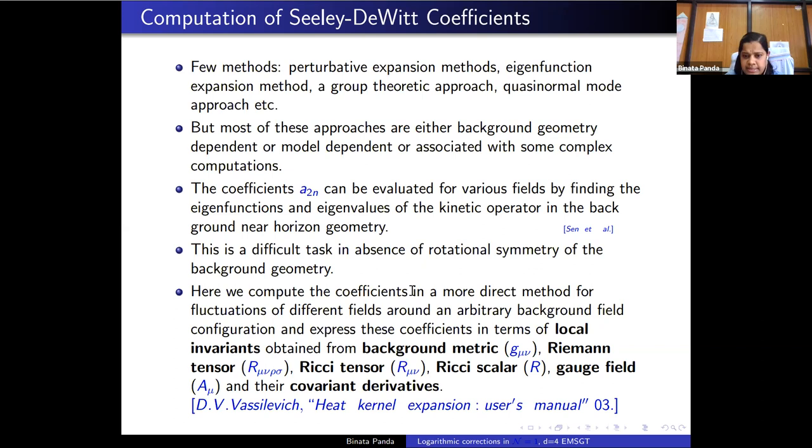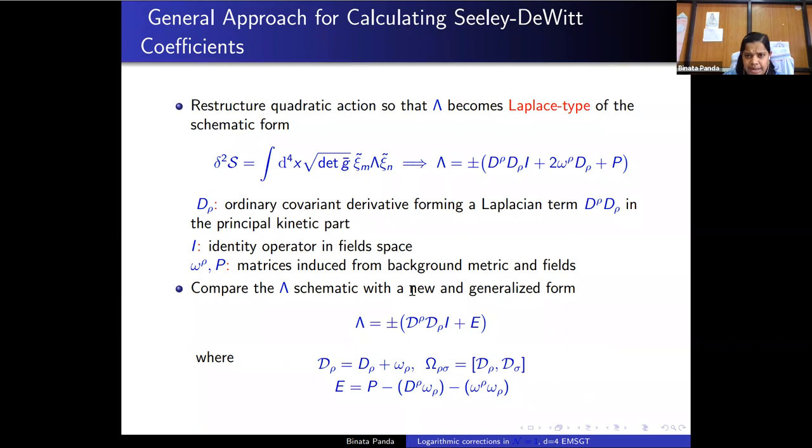I just plan to show one explicit calculation, how you will calculate A4 for simple Einstein-Maxwell theory. Then you can generalize it to other couplings. Here I present the general approach for calculating the Seeley-DeWitt coefficients, and this approach is not new to this paper. We did it in our earlier paper in 2012, where we started this approach to compute the log corrections to Kerr and Kerr-Newman black holes in d equal to 4.